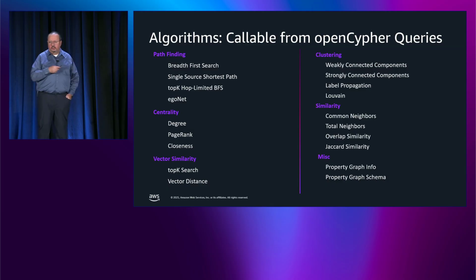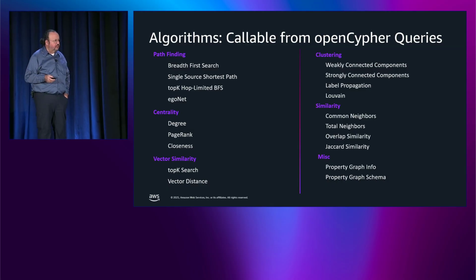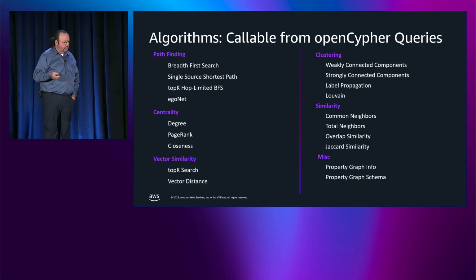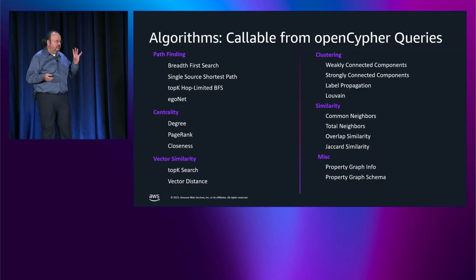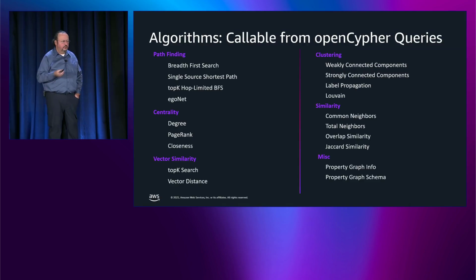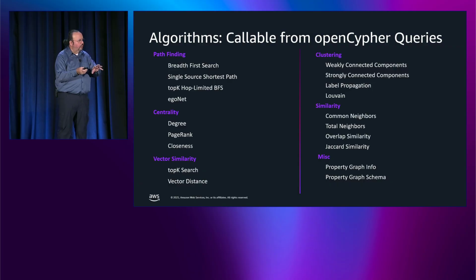So we have a suite of algorithms implemented in Neptune Analytics that you can use. I just showed you two of them. We have different classes of algorithms, like pathfinding algorithms: simple breadth first search, looking at the connectivity between a single vertex and how others are reachable. Shortest path, again starting from a single vertex, using the weights and how far other vertices are. Or if you're interested in just going two to three hops and getting a limited set, you can use top K hop limited BFS, or Ego network if you're only interested in one vertex and its neighborhood.